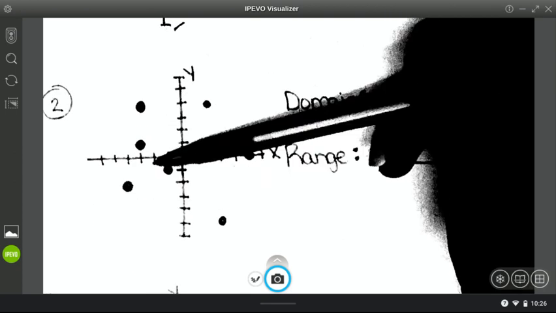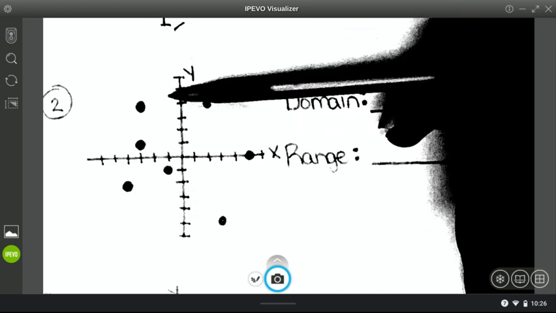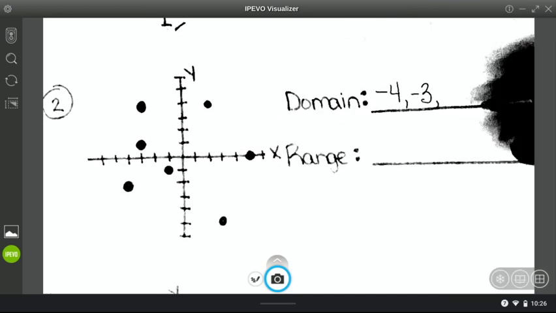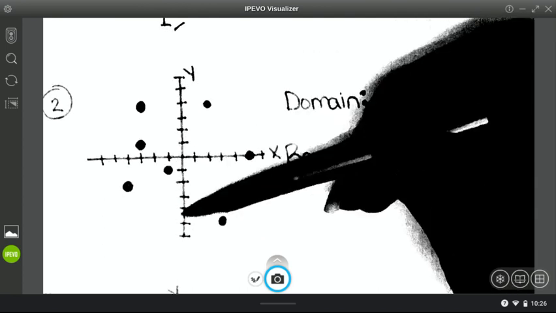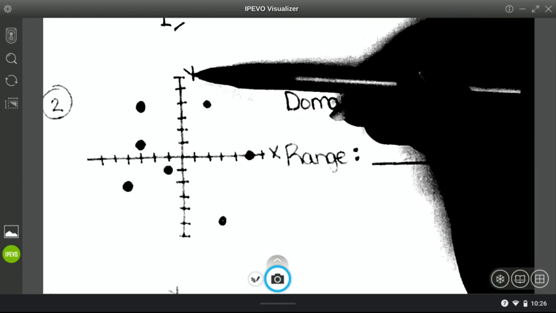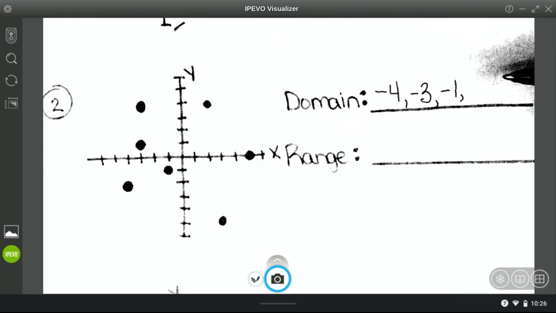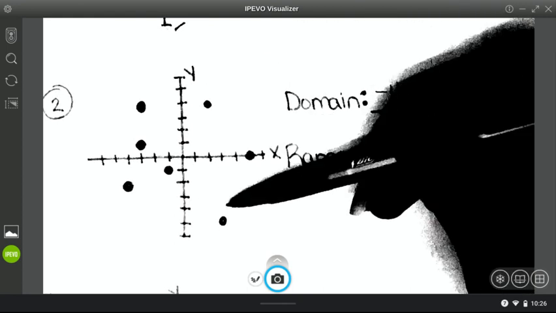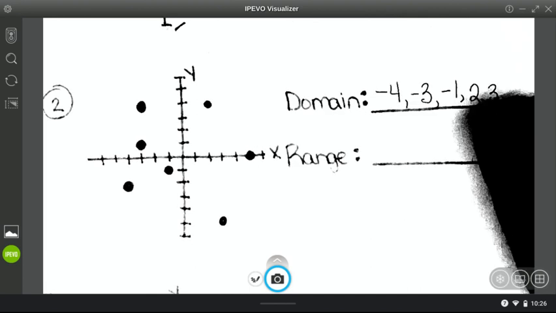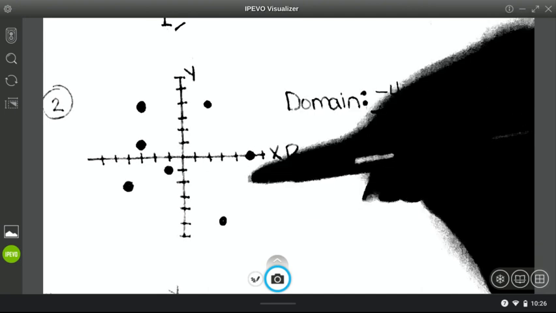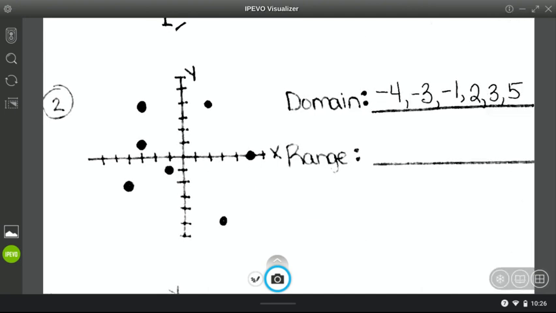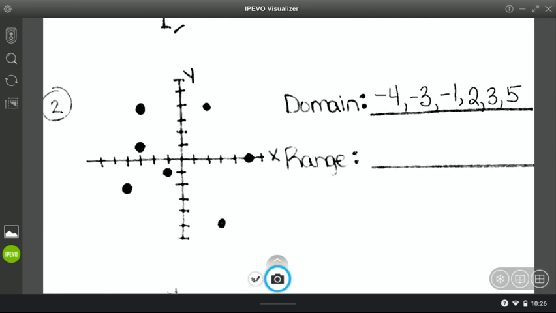Now, do we have any points at -2? But what about -1? Yep. Now, do we have any points where x is 0? What about 1? What about 2? 3? Do we have any points at 4? What about 5?